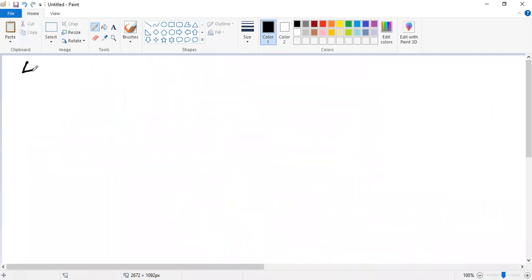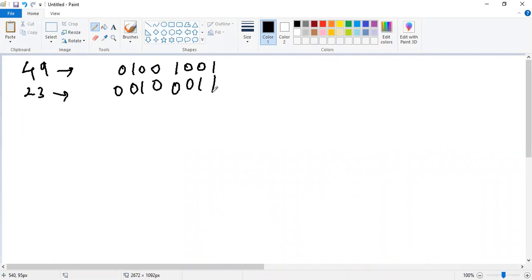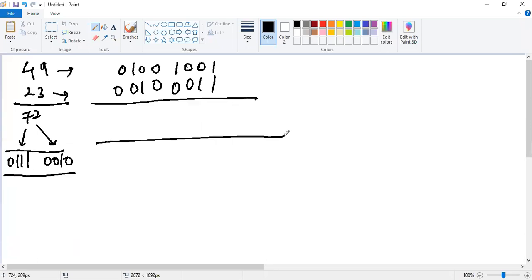How will we write 49 in BCD? We will write 4 as 0 1 0 0 and 9 as 1 0 0 1, and 23 we will write as 0 0 1 0 and 0 0 1 1. When we add up, we must get 72. So the code of 72 in BCD will be 0 1 1 1 and 2 will be 0 0 1 0. If we add up and get this same result here, then our answer is correct. Now let's see whether we are getting the same here or not.